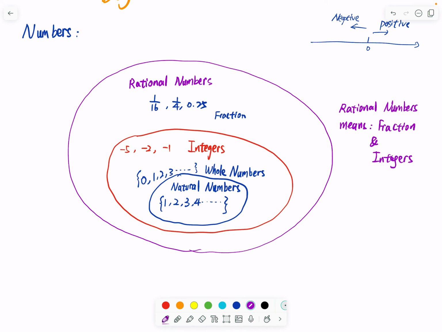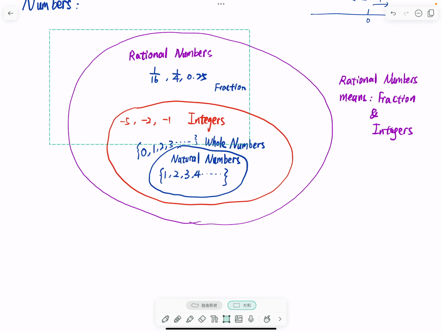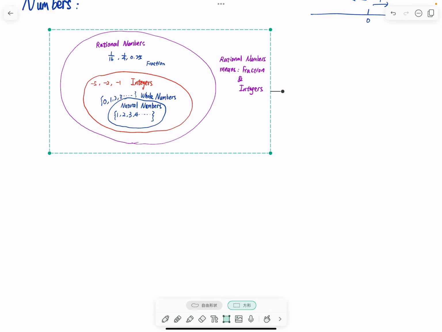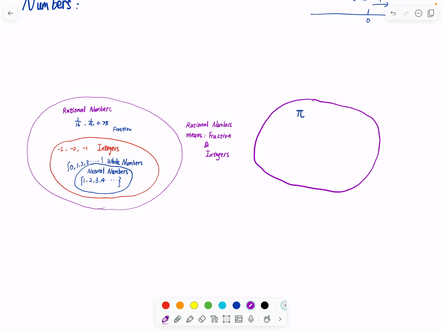But what else? You may find something very interesting. We have already known about the rational numbers. When you go to P5, your teacher will tell you there is a chapter on how to calculate the area of the circle. When we talk about a circle, your teacher will tell you there is something about pi. So what is pi? Is pi a kind of fraction or integer? Obviously not, right? So we call pi a kind of irrational number. Okay, we name it an irrational number.